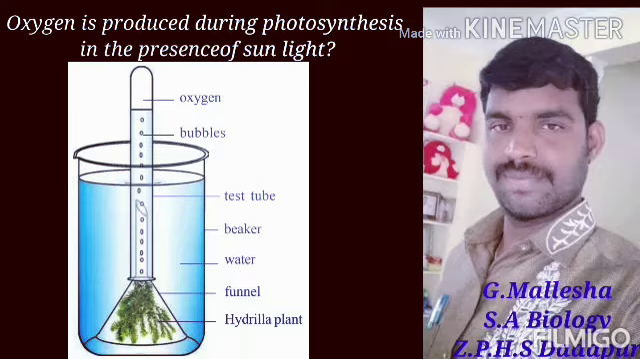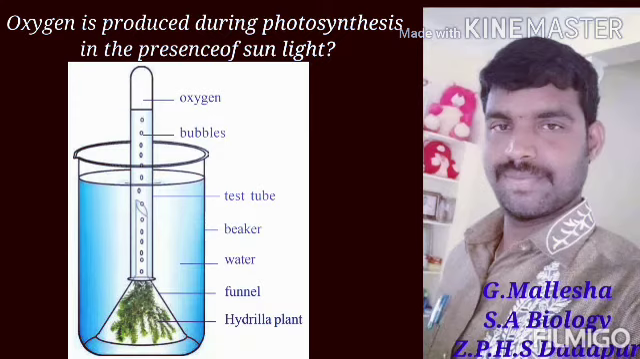Invert a test tube full of water over the stem of the funnel. Ensure that the level of water in the beaker is above the level of the stem of the funnel. Place the apparatus in the sunlight for 3 days. And also you have to arrange the same setup in a dark room.